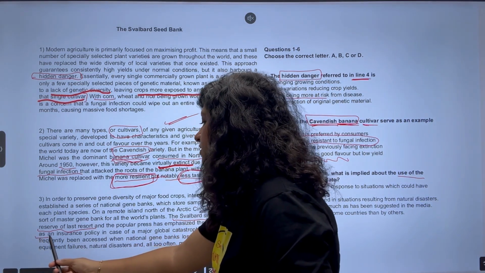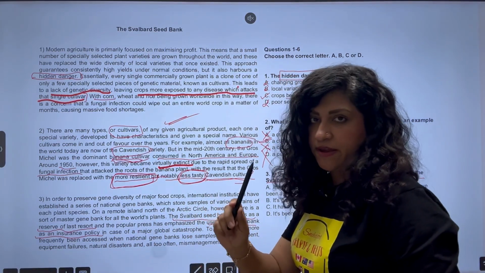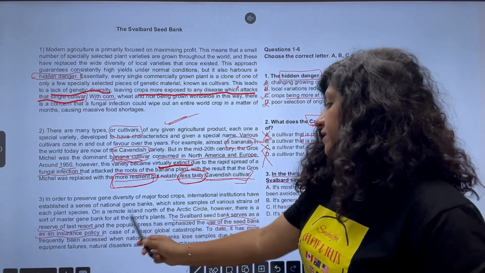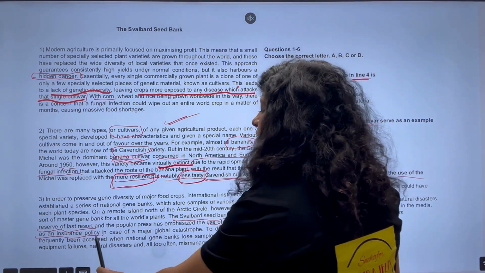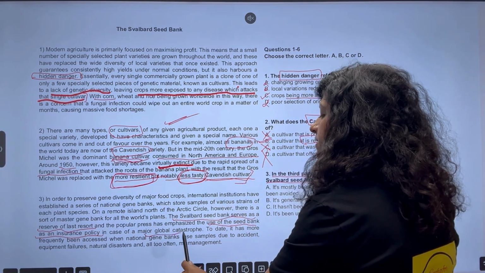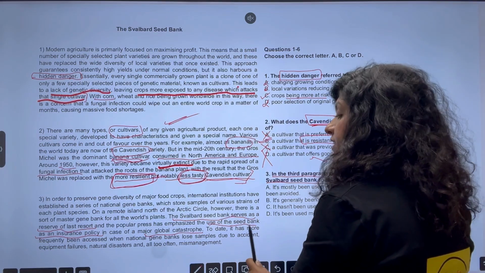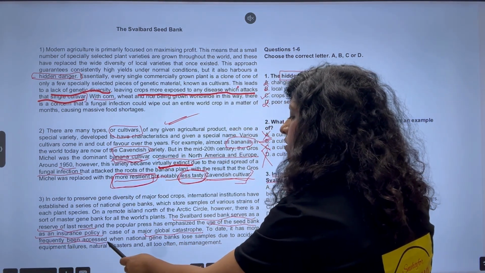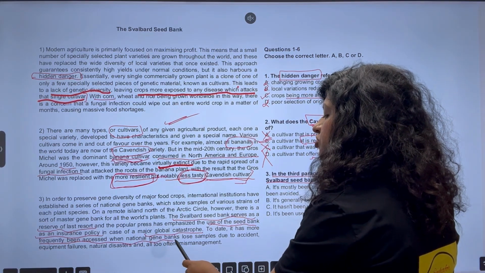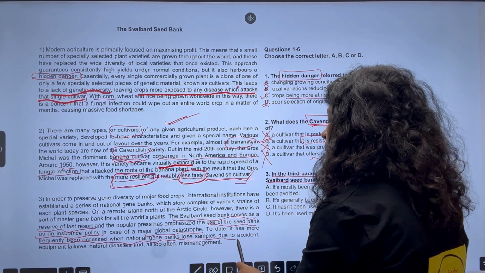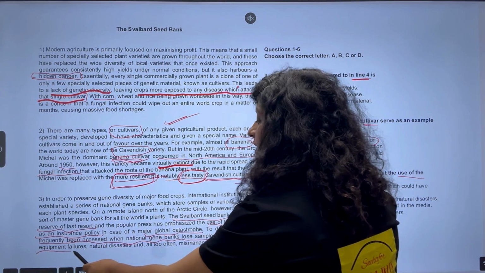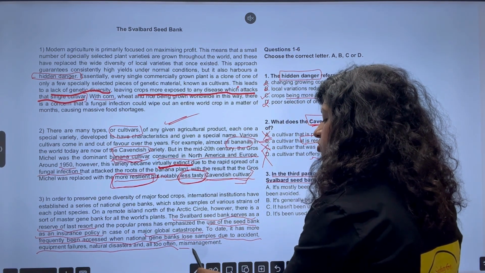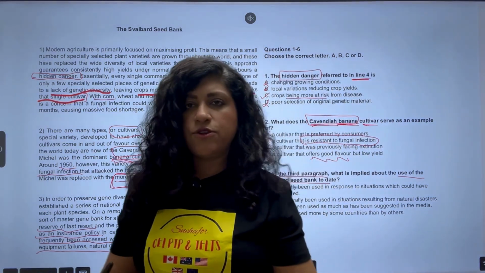So this paragraph is definitely talking about use of this seed bank, something that our question clearly asks. Further, it says that it serves as an insurance policy in case of a major global catastrophe. To date, it has more frequently been accessed. Frequently accessed for what? When national gene banks lose samples due to accident, equipment failures, natural disasters, and all too often mismanagement. So this one certainly talks about the use of seed bank.